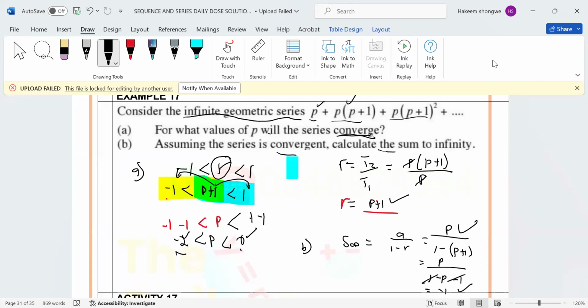Now, the other question that they usually say is this one. They will say if P is equal to maybe 3 all over 2, tell us which one is going to be the sum to infinity. Then you come and put everywhere you see P, you will put 3 all over 2, but they didn't say that here. You will see it with the other questions that I gave you.